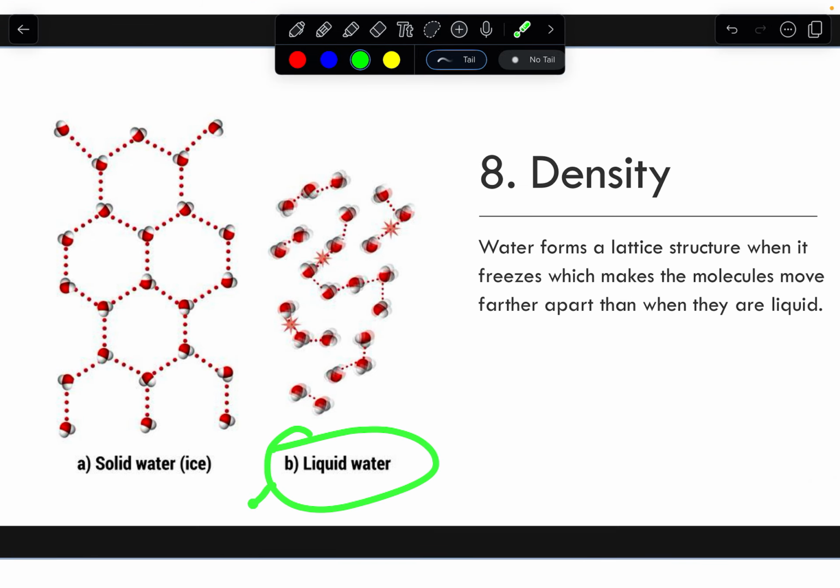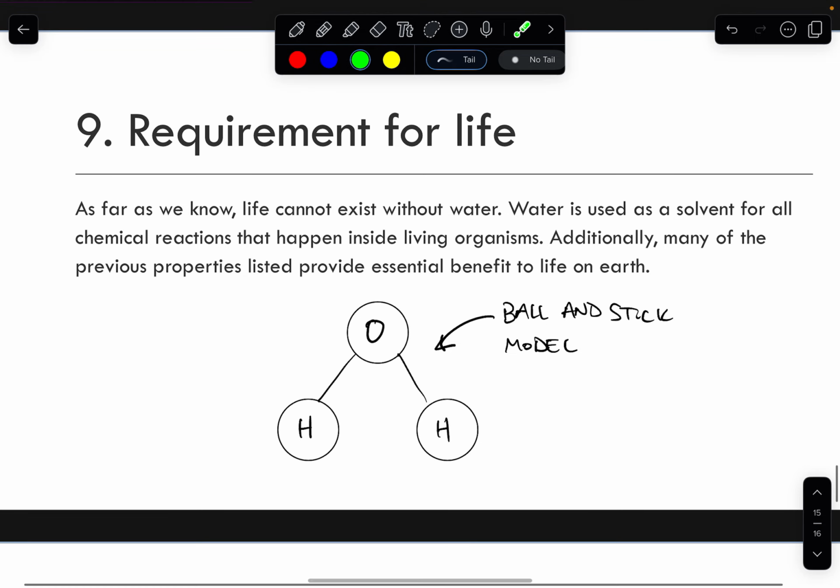Okay, here's another image for density. This is what liquid water looks like, and notice as we move to the solid state, the atoms, or the molecules, get farther apart. Finally, water is known as a requirement for life. As far as we know, life cannot exist without water. Additionally, water is used as a solvent for all the chemical reactions that happen inside living organisms, and many of the other properties listed provide essential benefit to life on Earth, like heat capacity.